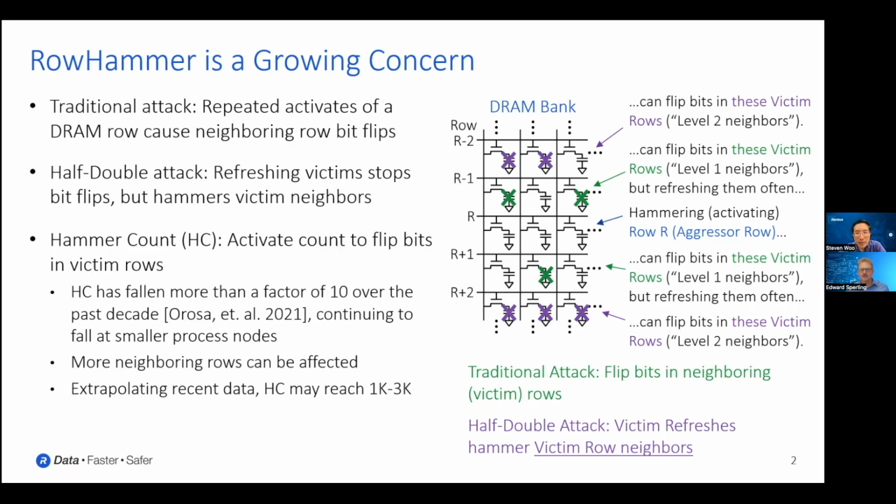So, Steve, why is this really such a problem in servers? Well, there's really two reasons. One is that the number of activates, let's call it the hammer count, the number of times I need to activate row R to cause bits to flip in its neighboring rows, has been dropping over time. And again, that's because as we get to smaller process geometries, it's easier to disturb those cells. So that's one concern, that the hammer count is falling.